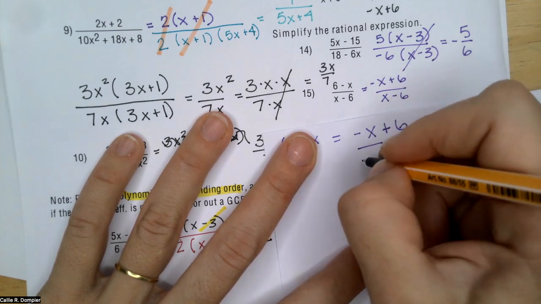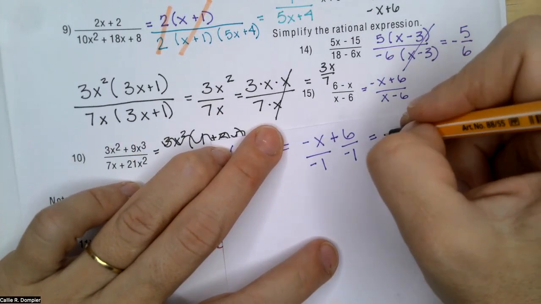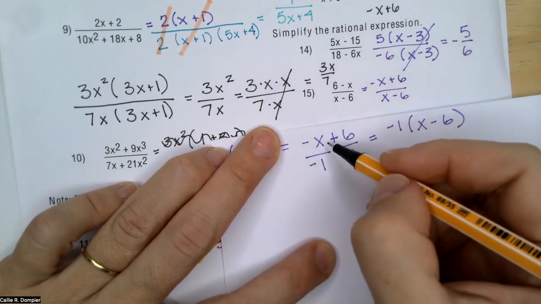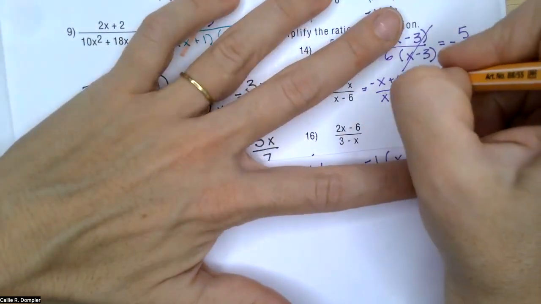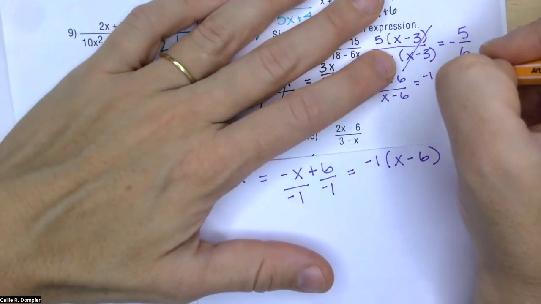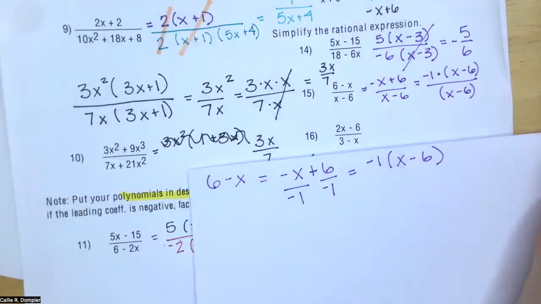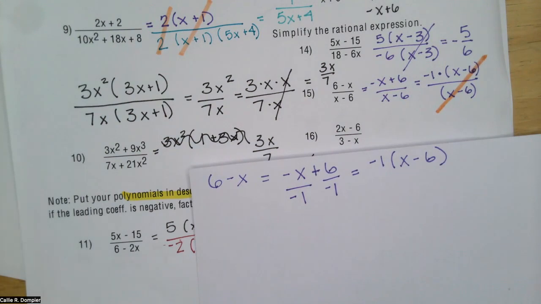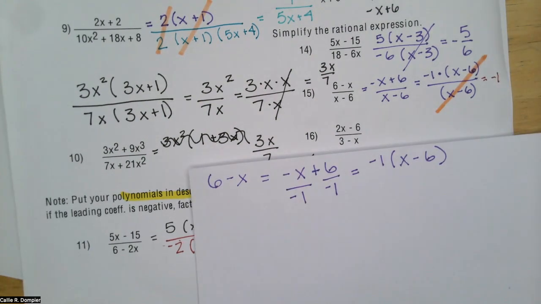What can I factor out of a negative? Factor out a negative 1 from both parts. Instead of negative x plus 6, I have negative 1 times positive x minus 6. So negative divided by negative becomes a positive, but the positive divided by negative becomes a negative. So that's now negative 1 times x minus 6 over x minus 6. They're the same, they cancel out, so it's just negative 1. 6 minus x divided by x minus 6 is negative 1.